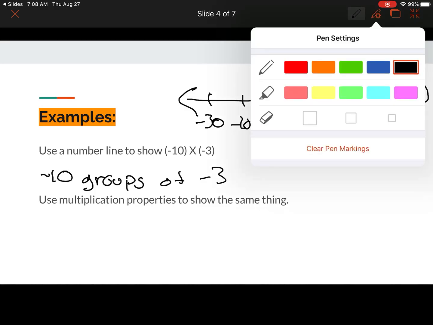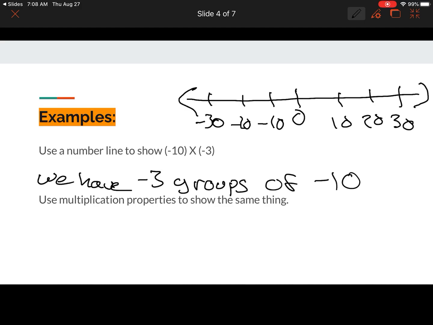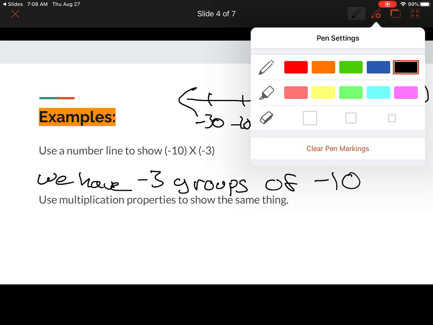All right, or I think I'm actually going to do it the other way. We have negative 3 groups of negative 10. The reason I'm doing that is because I didn't want to make 10 groups of that, sorry. Okay, so let's look at what we got here on our number line.